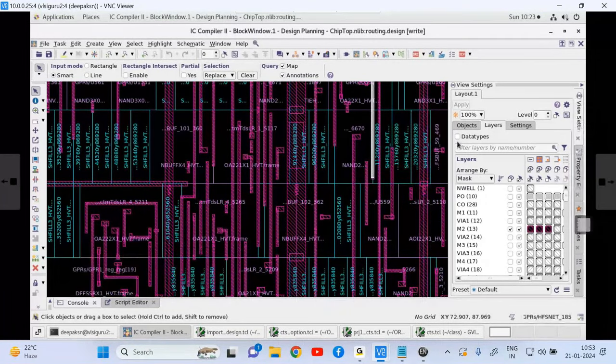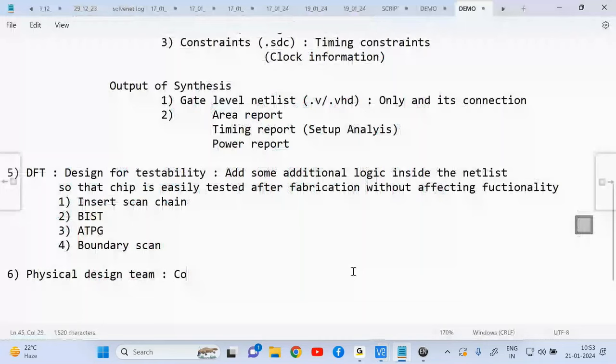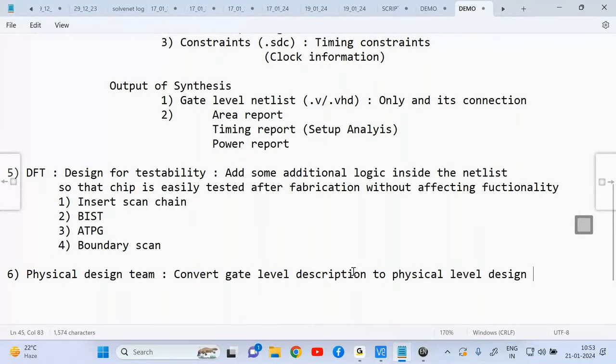So the role of physical design engineers is to convert the gate level description to layout level, or physical level design. Physical means layout level. This is the role of a physical design team, by meeting area, and timing. Timing has to be met.